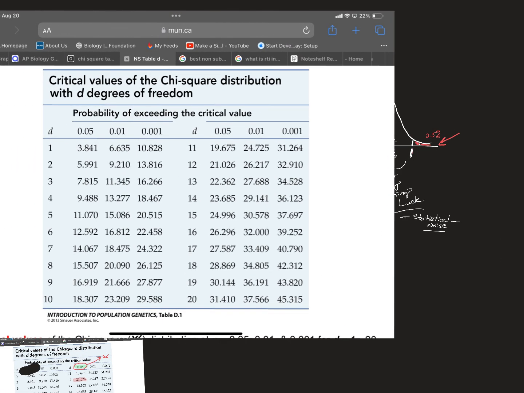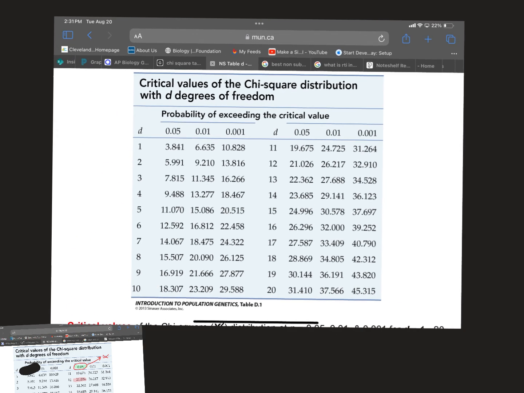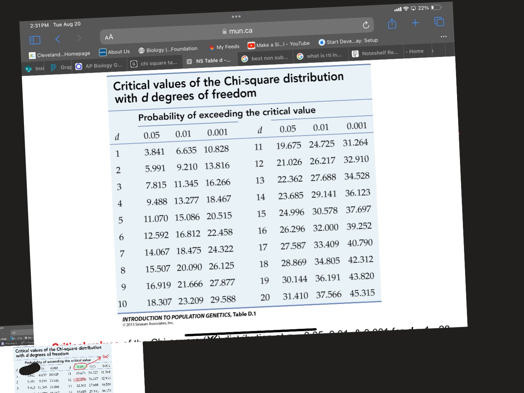So the bottom line is, when we look at this data, 0.0. Oh, I see what's going on. These are different degrees of freedom. At 0.05, I can choose. I was confused on why there's two 0.05s on there.